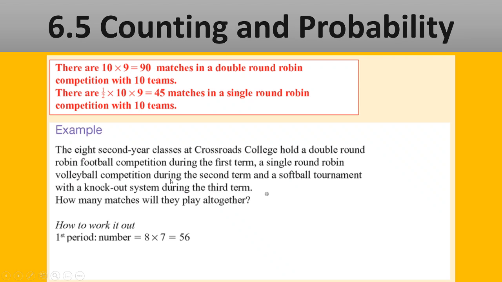The second tournament during the second term is a volleyball tournament, which is single round robin. So that means a half times 8 times 7 gives me 28 matches.